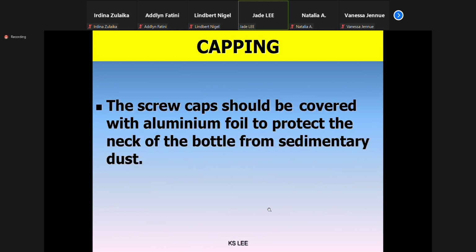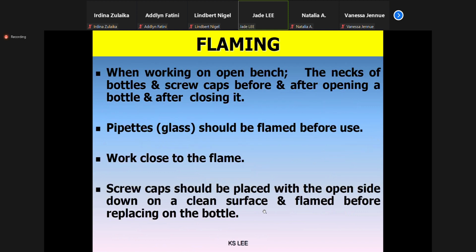And also the capping: the screw cap should be covered with aluminum foil to protect the neck of the bottle from sedimentary dust. Because if you don't wrap it with the aluminum foil, when you open it, the dust can get into your medium easily and contaminate your medium. And flaming, because you use a lot of this technique.